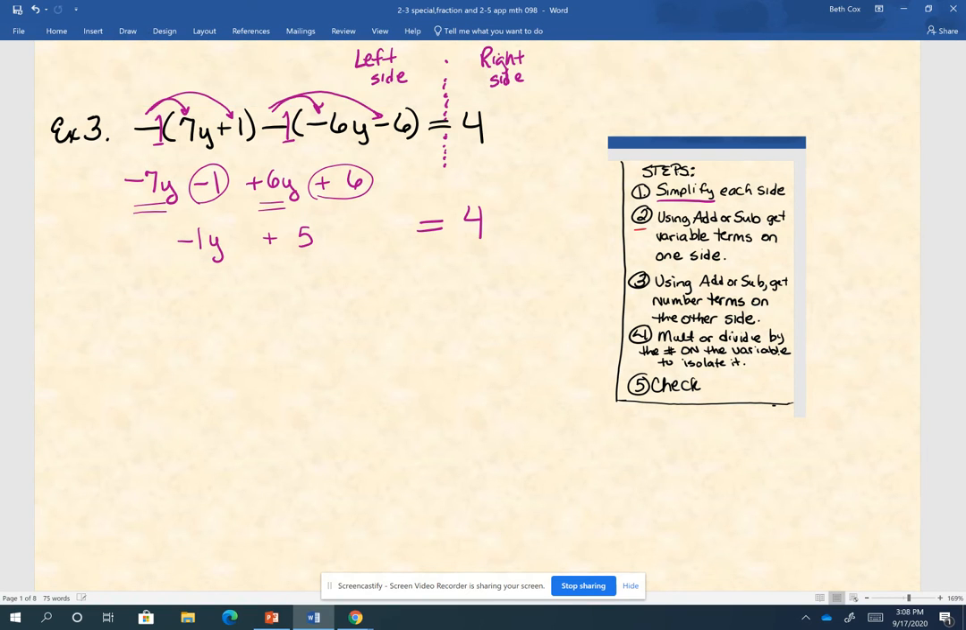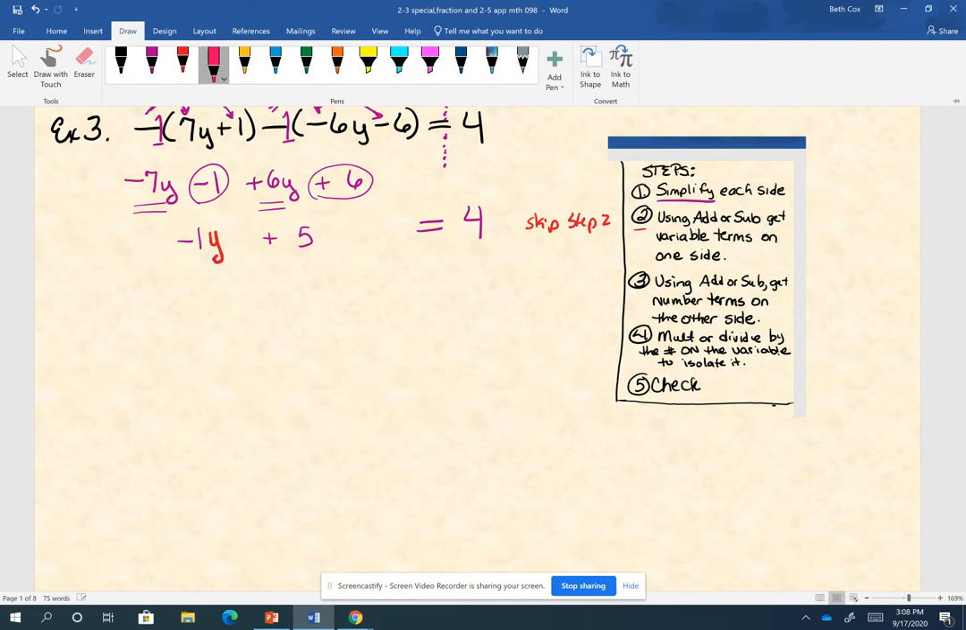Step 2, using add or subtract to get the variable terms on one side. Well, that's done. I don't have but one variable term in the whole thing, and it's by itself on the left. So I'm ready for step 3. So step 2 is done. So basically get to skip step 2. And let's go into step 3.